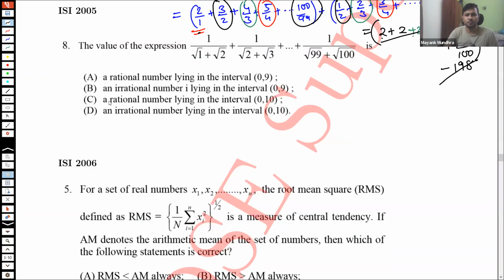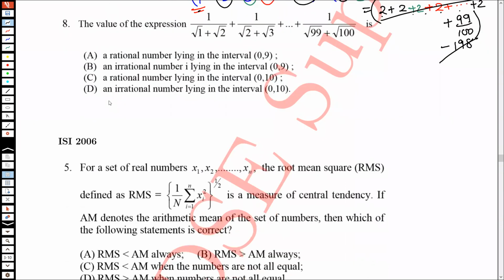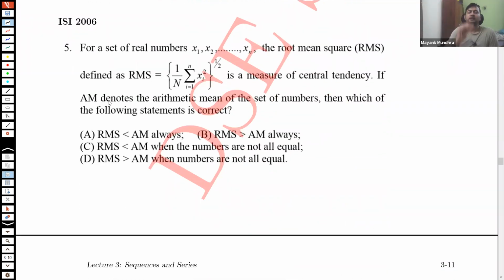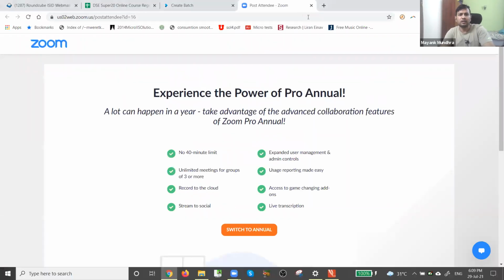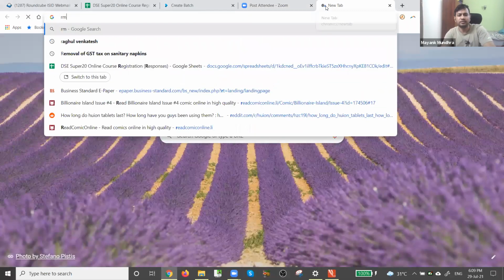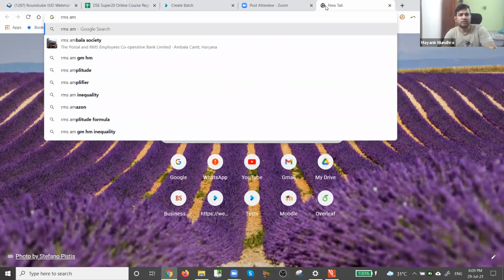Next. So this question number 5 of 2006. Actually, this is a property. I mean, the proof is too technical. It requires a bunch of other theorems from stats, which I'll not be doing even in stats. This is something they used to ask earlier, but recently they have not asked it, so I've removed it from the syllabus. But if you want, you can just go to the proof and check RMS, AM.